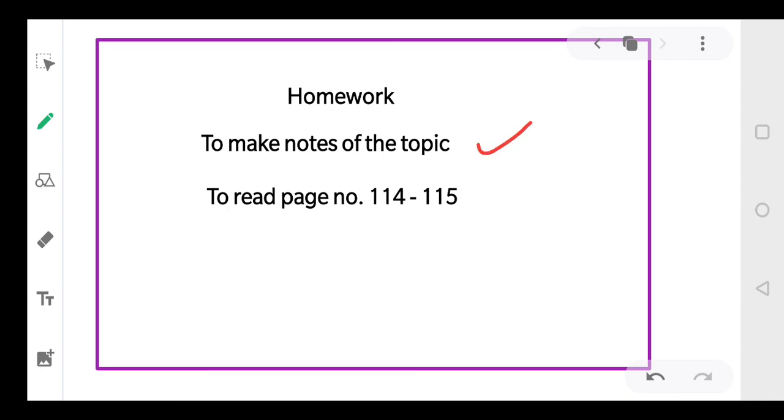So coming to your homework for today: first of all, make notes of the topic and draw the diagrams beautifully, because through diagrams you can easily understand the process. Secondly, read pages 114 to 115 and underline the important points. If there is any query or doubt, you are most welcome, you are free to ask me.